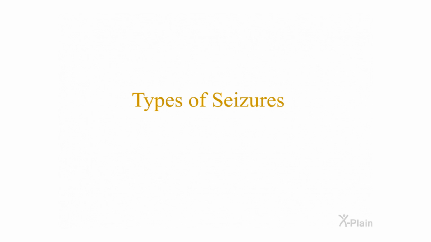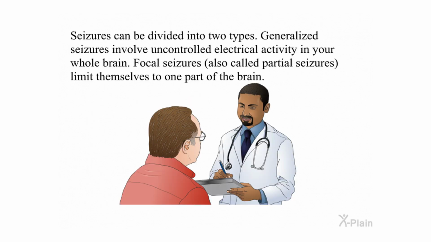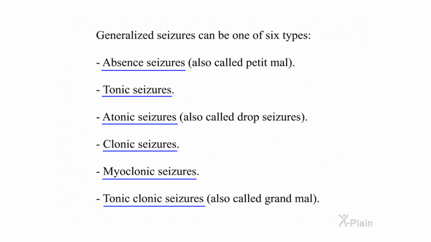Types of seizures. Seizures can be divided into two groups. Generalized seizures involve uncontrolled electrical activity in your whole brain. Focal seizures, also called partial seizures, limit themselves to one part of the brain. Generalized seizures can be one of 6 types: absence seizures, also called petit mal, tonic seizures, atonic seizures, also called drop seizures, clonic seizures, myoclonic seizures, tonic-clonic seizures, also called grand mal.